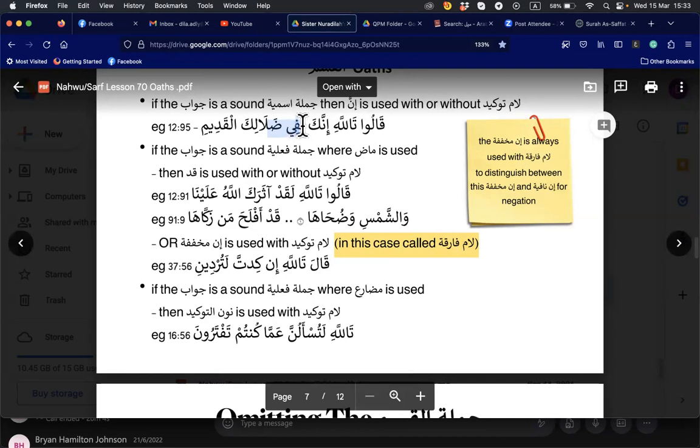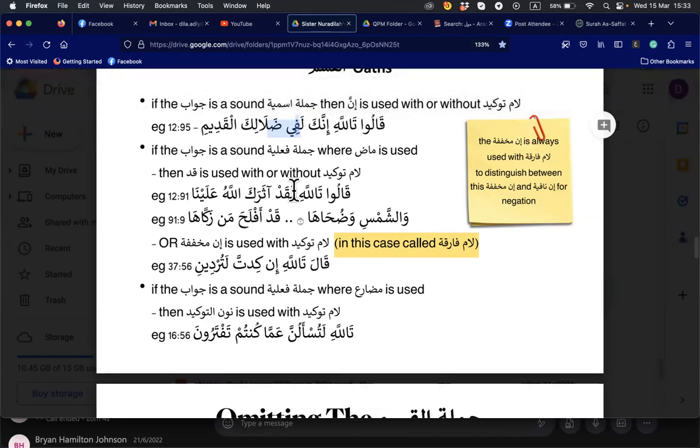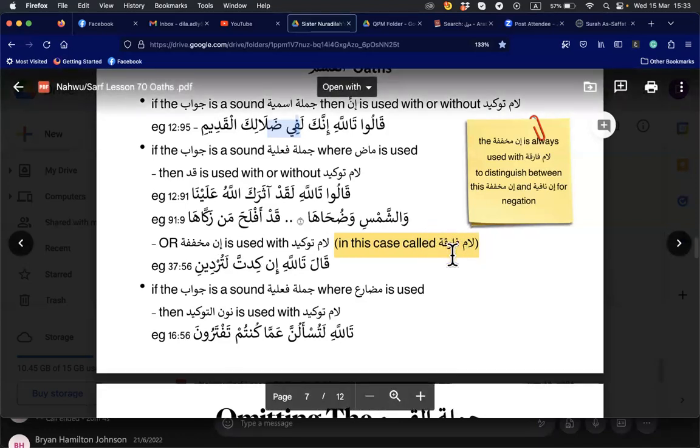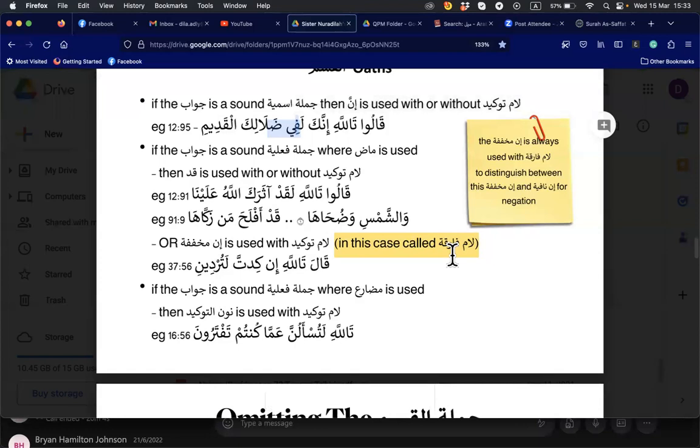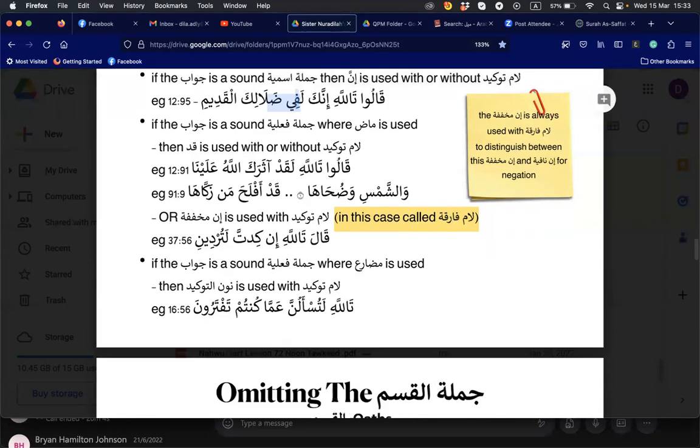Lam waqi'ah, I think you all know already. We've seen that quite a bit. And now just remember that for jawabul qasam, we also use the same term, lam waqi'ah. One more lam now. If we use it in mukhaffafa, then this lam is called fariqah. Fariqah means to distinguish, from the word fariq as in to separate, to differentiate.